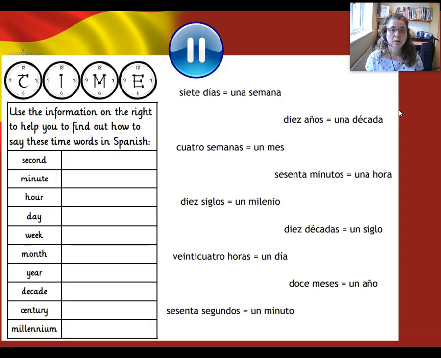To start off with, let's have a look at all of the different time words that there are, right from the very smallest amount of time right up to a very long period of time. On the left-hand side, you can see the English words for these lengths of time. All the Spanish words are in the clues on the right-hand side. Pause the video now and see if you can work out which time word goes where. Then press play again when you're ready to find out the answers.